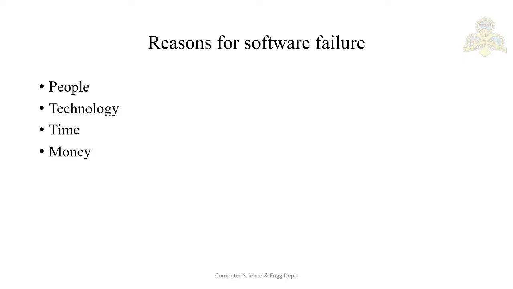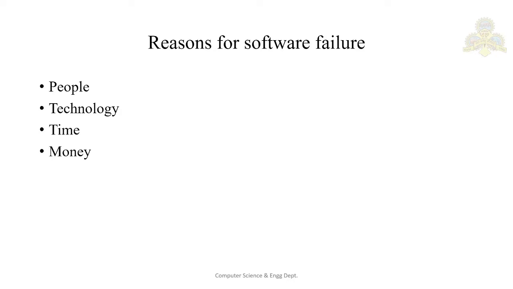The first one is people, how people are related to software failures. What is the problem with people so that the project will fail or your software will fail? So the lack of quality consciousness, lack of proper communication, lack of interpersonal skills, the personal behavior and lack of professional ethics are the main reasons that are related to people. So, because of that, the software will fail.